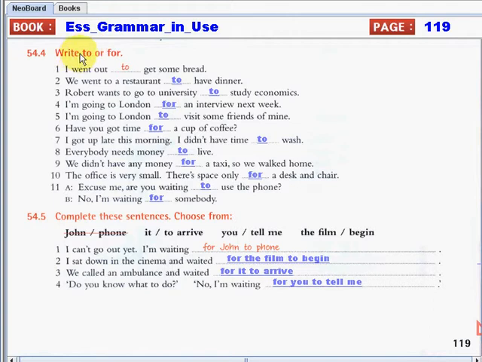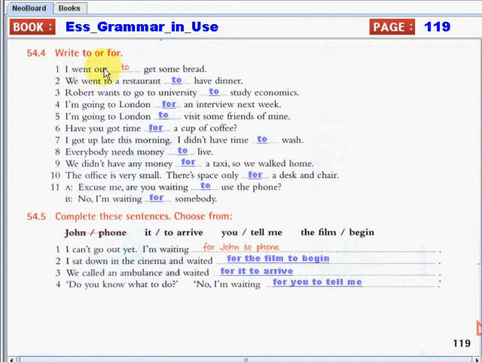Write to or for. So again, we use the word to to indicate a subject or an object of an action verb in the sentence, while we use for to indicate the aim or the purpose of the sentence. Okay, so now let's start with number 1.